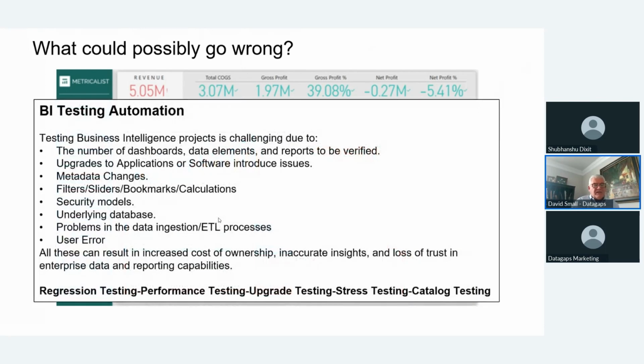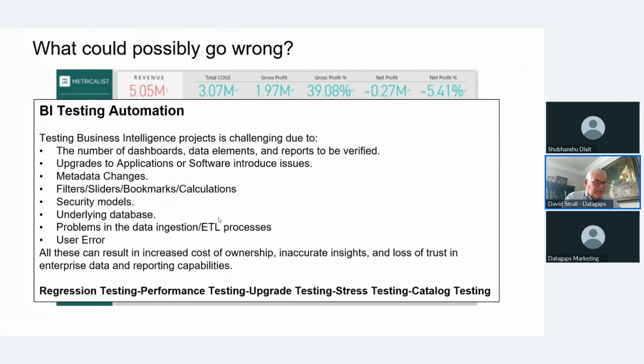So the challenge is the number of dashboards and the data elements, those are coming from a variety of places. They've all been transformed. They sit in your data warehouse or data lake and now are consumed in the data analytics platform. That data needs to be verified. As you do upgrades of the application or the software, there are a lot of times regression testing needs to be performed in order to verify that that upgrade is now working properly.